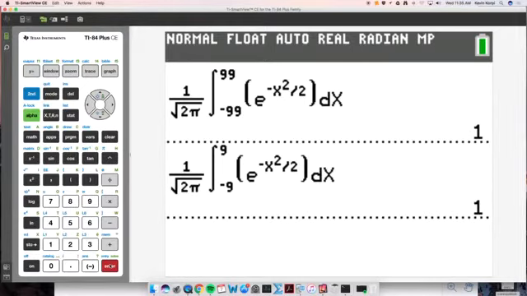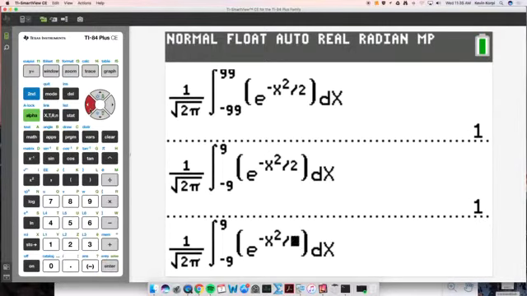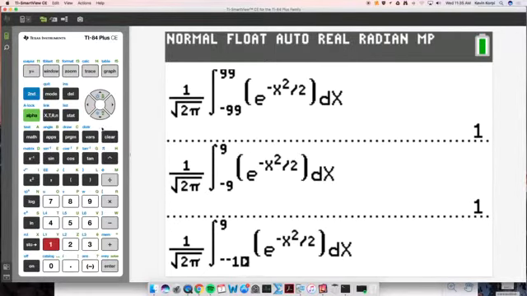Remember, e goes to the x-axis very fast. E to the x squared, even faster, right? So let's go ahead and come back with a smaller big number. How about negative 1?